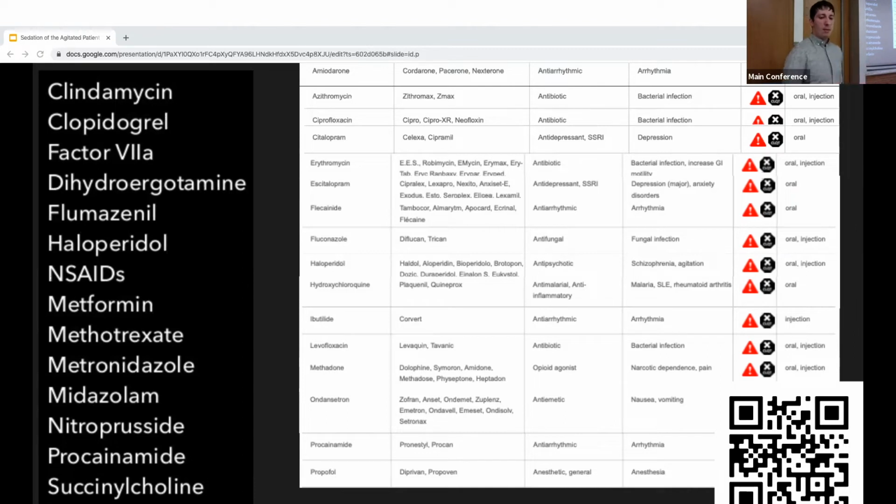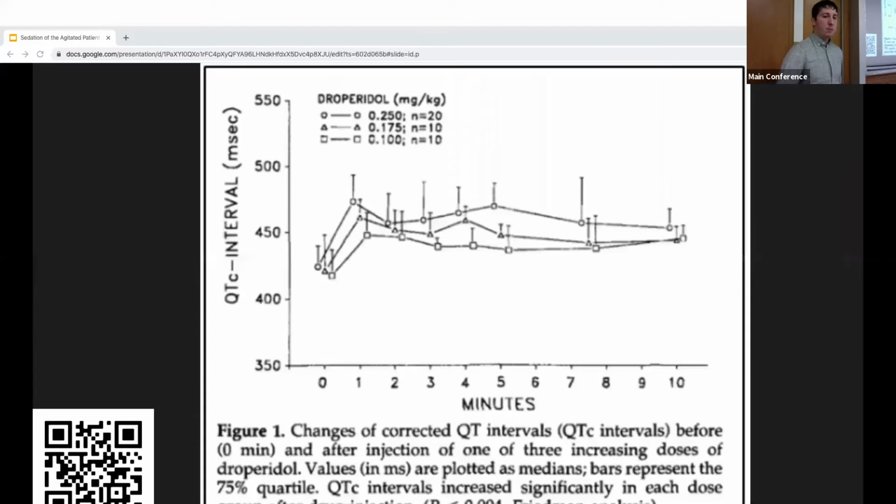But let's look at the evidence: does droperidol actually prolong the QTC? This is a paper from the anesthesia literature, which shows that droperidol does have a dose-dependent effect and a pretty fast effect on prolonging the QTC. So droperidol definitely prolongs QTC, but just because a medication prolongs QTC does not mean they're going to develop torsades, right?